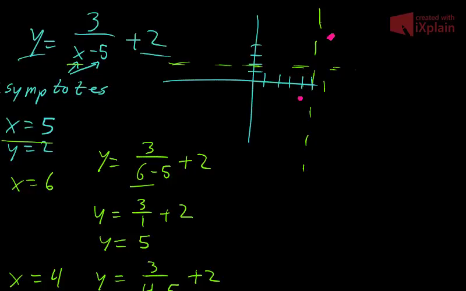And from here I can get a pretty good idea of what my graph's going to look like. It's going to have to go through both these points and hug the asymptote. So one would be right there, and the other would be right there. And just like that, I am done graphing my rational function.